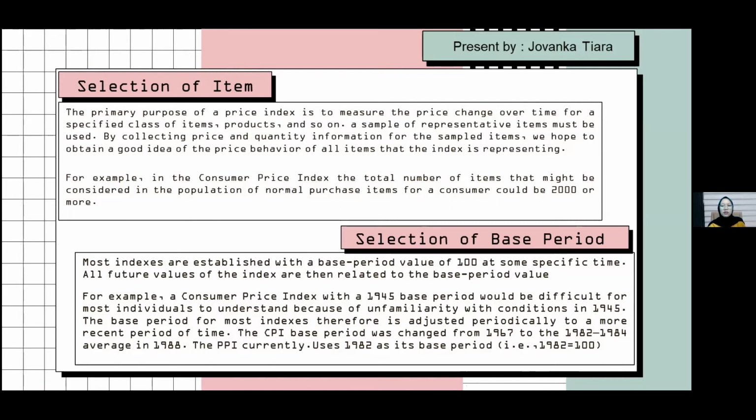Next, selection of base period. Most indexes are established with a base period value of 100 at some specific point. All future values of the index are then related to the base period value. For example, a consumer price index with a 1945 base period would be difficult for most individuals to understand because of unfamiliarity with conditions in 1945. The base period for most indexes, therefore, is adjusted periodically to a more recent period. The PPI currently uses 1982 as its base period.